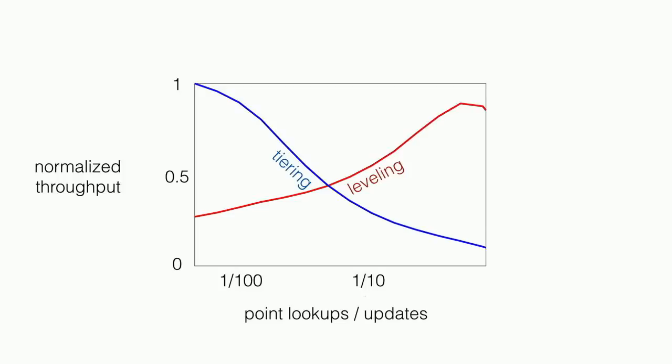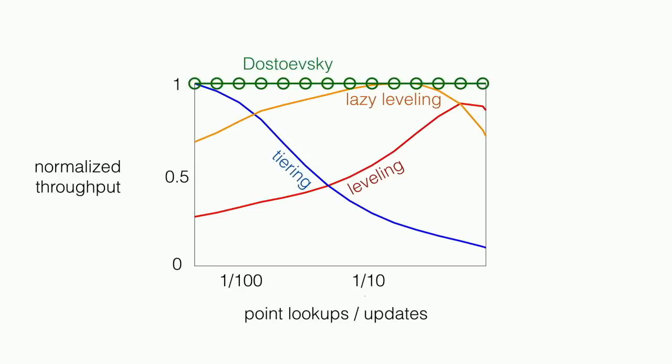So the leveling merge policy increases in performance as we increase the proportion of reads, because it's a read-optimized policy. Tiering, on the other hand, degrades in performance as we increase the proportion of point reads, because it's a more write-optimized merge policy. Lazy leveling is somewhere in the middle, and it can achieve better balances in between. And Dostoevsky essentially dominates all these systems, because by definition, it's a superset of all of these designs. So it can always assume the best point for each design.